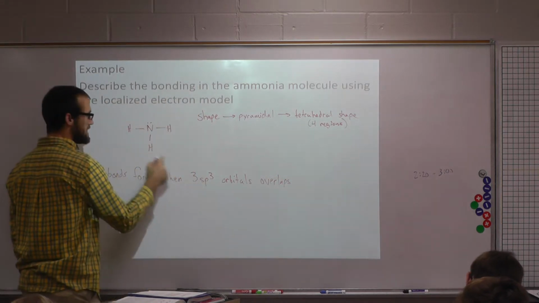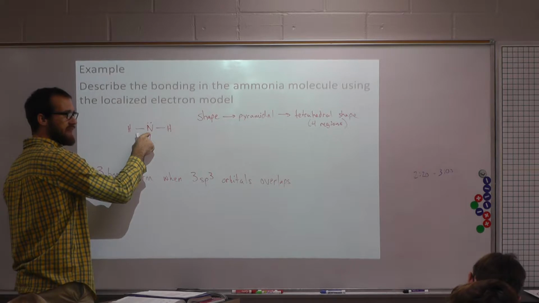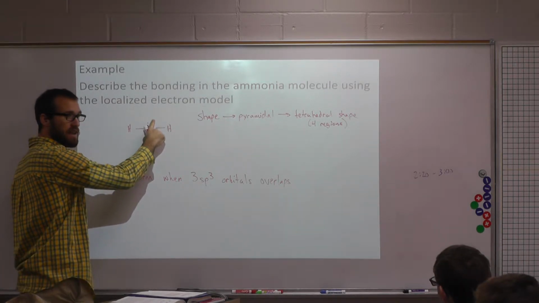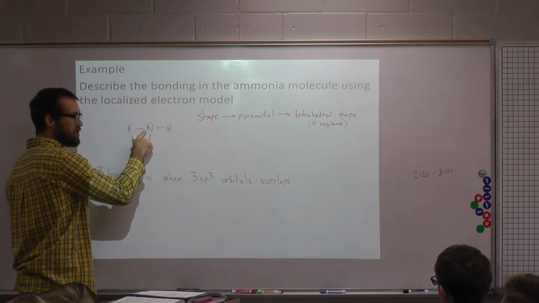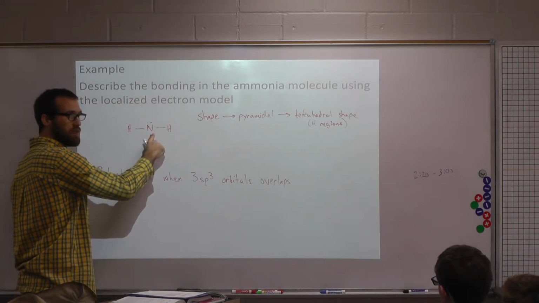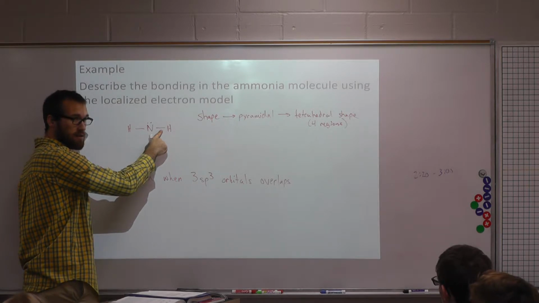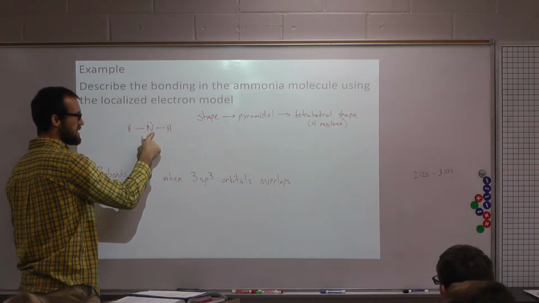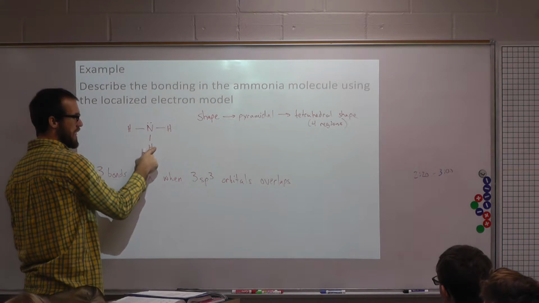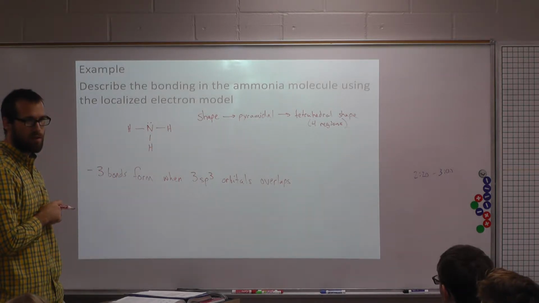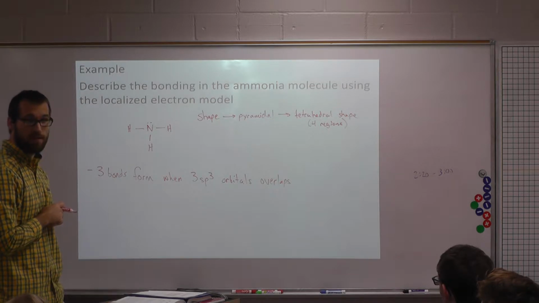Okay, so 3 sp3. So nitrogen is sp3 hybridized. One of them is going to contain a lone pair. The other is going to overlap with the hydrogen here. One's going to overlap with the hydrogen here. One's going to overlap with the hydrogen here, for 4 of them. Does that make sense? Okay, well, what is the sp3 orbital going to overlap with of the H? What orbital is the H going to have? Just the 1s.